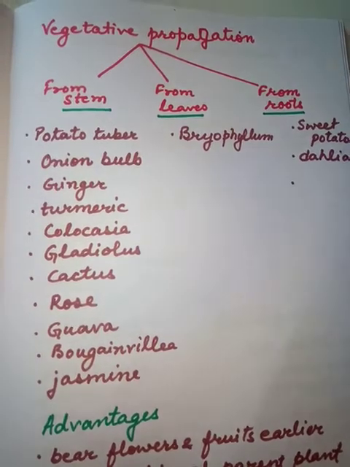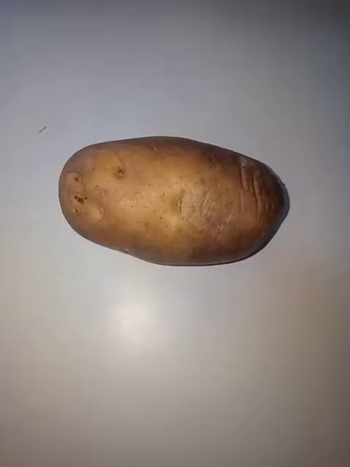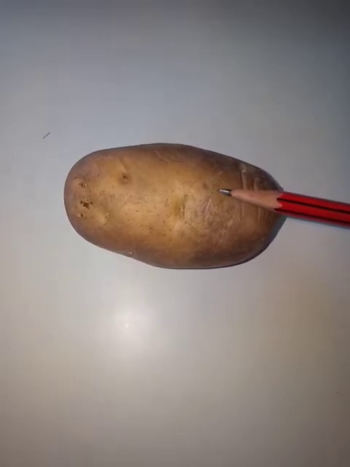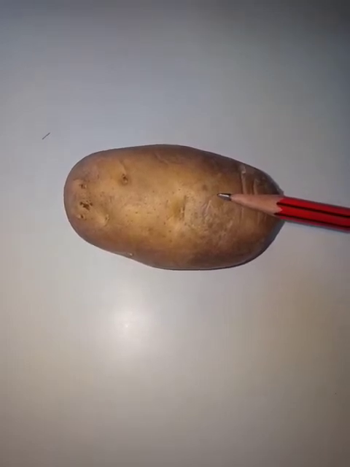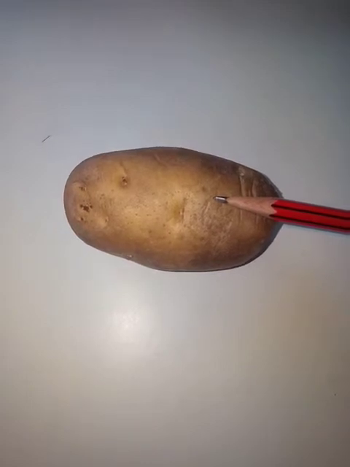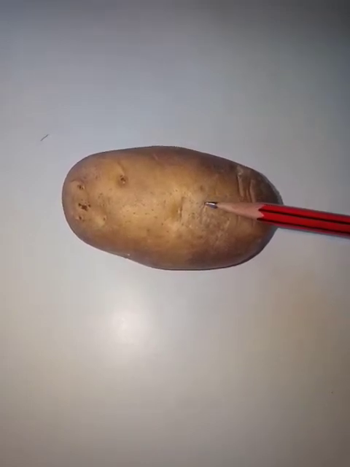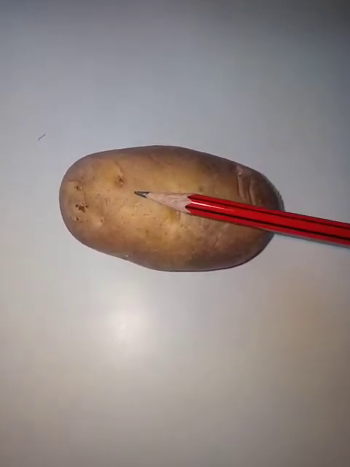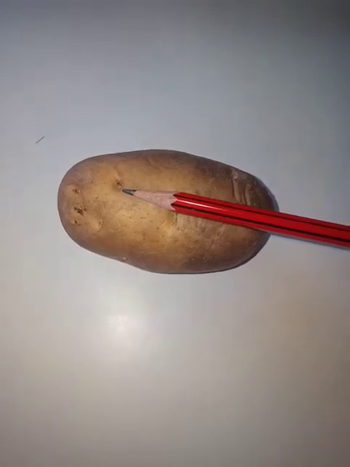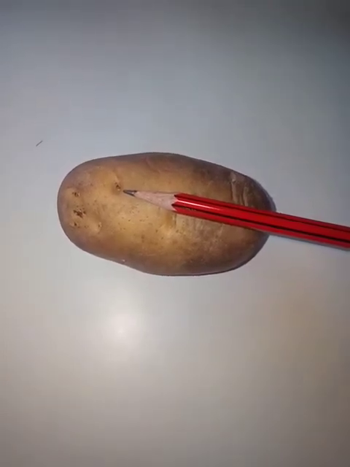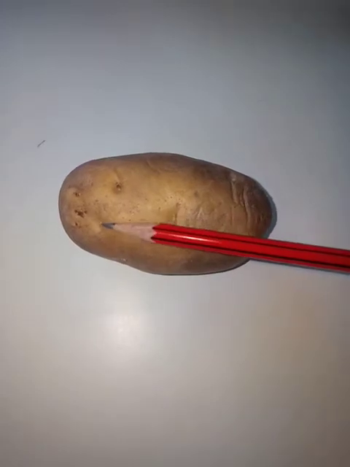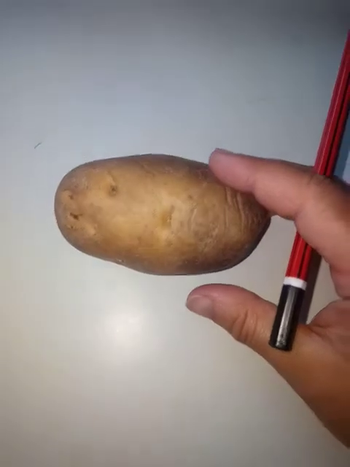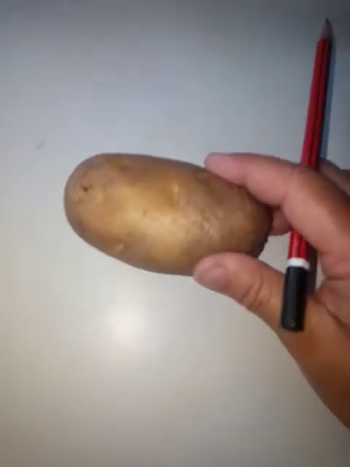First is potato tuber. Potato is actually a part of stem. It is a swollen end of the underground stem of the potato plant, and it stores food in the form of starch. Now if we look at this potato, we see we have eye like structures on them. These eye like structures are known as buds. These buds help to grow new plants.